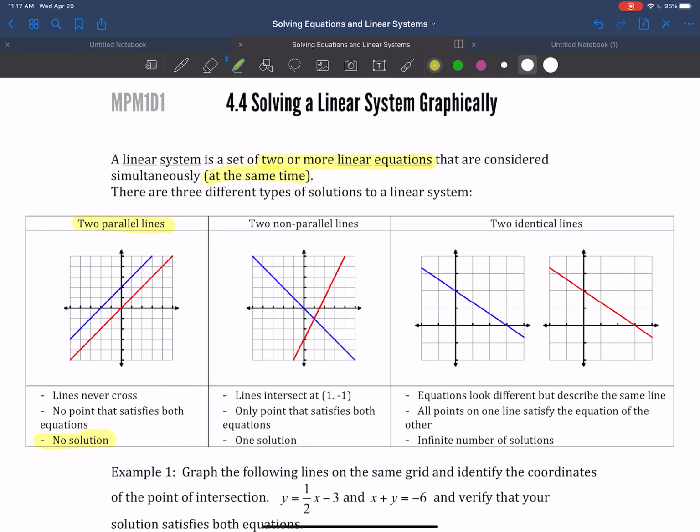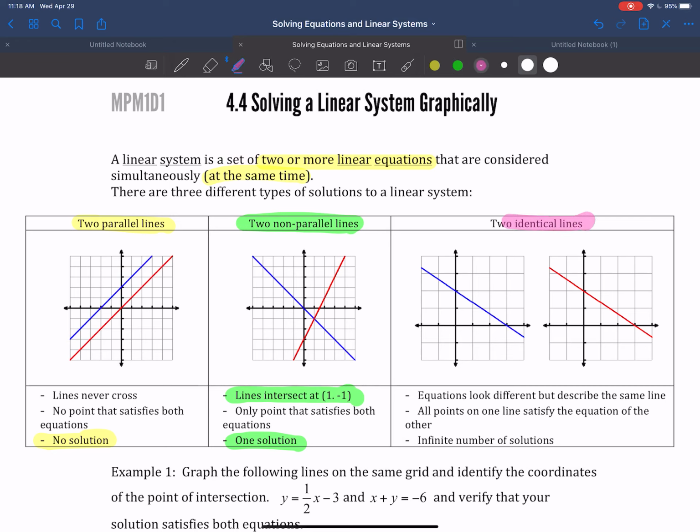And the solution is when you have two non-parallel lines and they intersect. So there's a point of intersection. This one specifically, they intersect at (1, -1). So that has one solution, and that solution is the point.